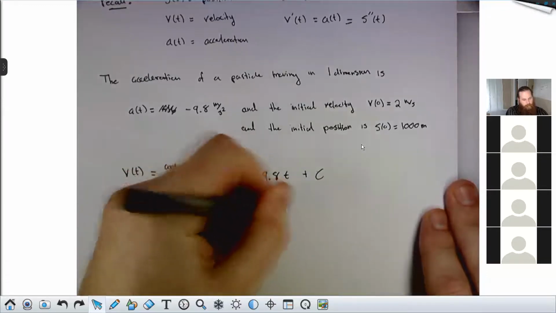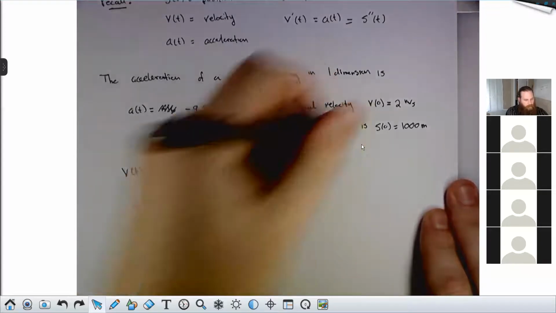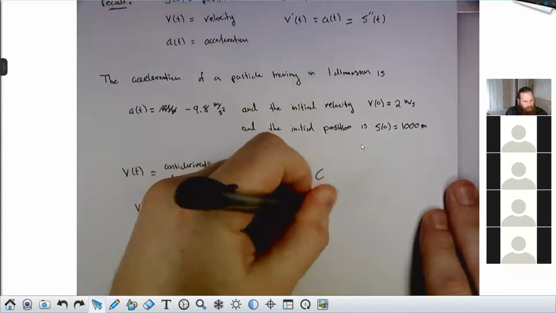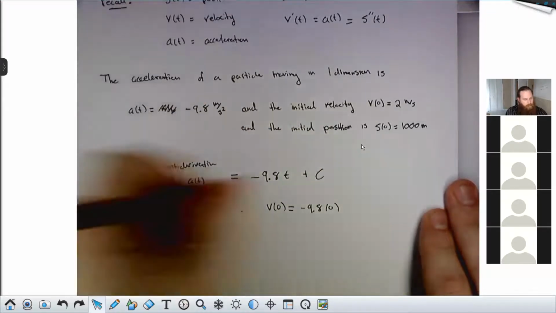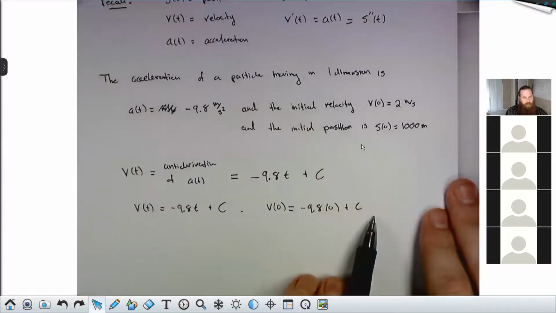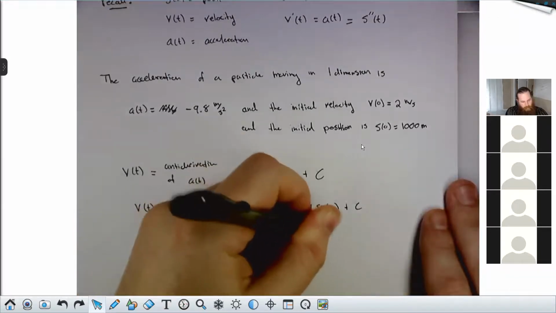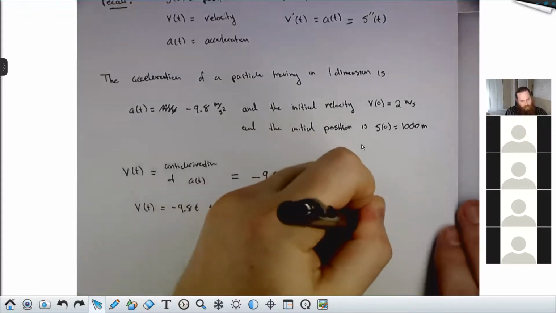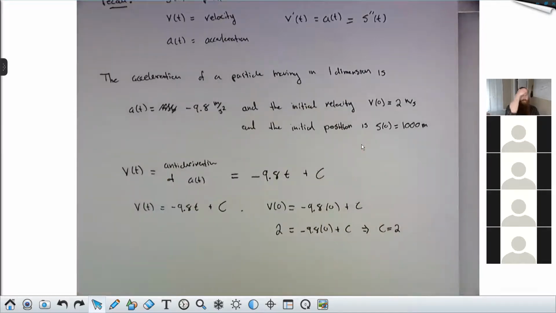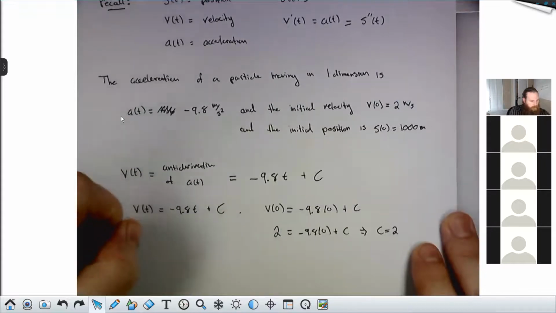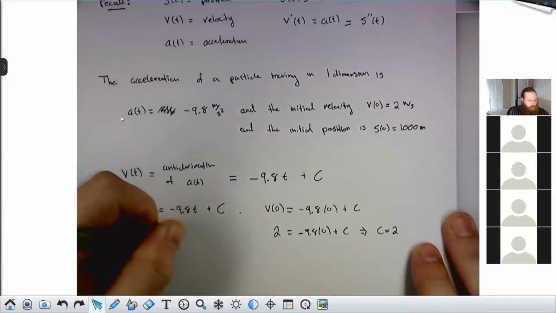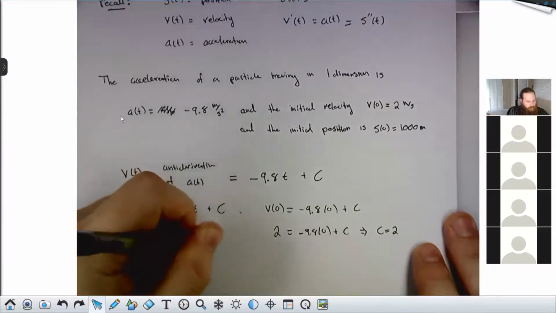So v of 0, I know is, on the one hand, negative 9.8 times 0 plus a constant, right, plus c. But on the other hand, I know it's 2. So 2 is equal to negative 9.8 times 0 plus c. In other words, c is equal to 2. So if I gave you just this information, just the information that I'm highlighting in the blue box now, the best answer you could give me for the velocity function is v of t equals negative 9.8 t plus 2.